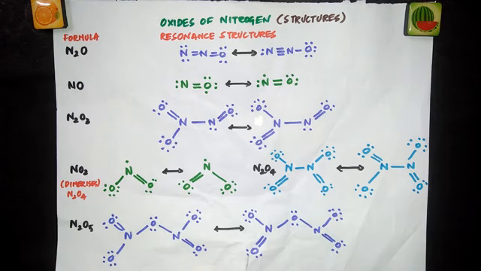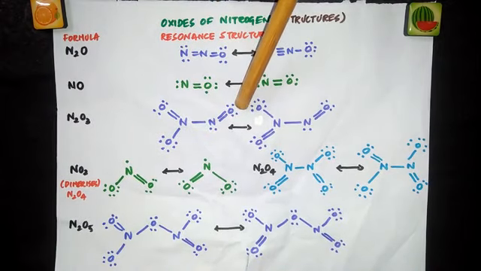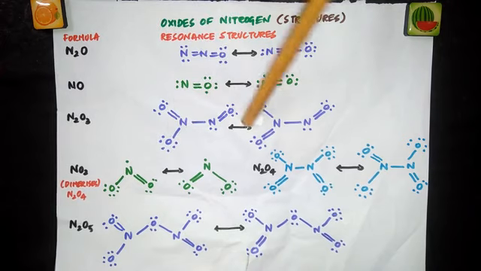So if they ask you why NO is paramagnetic in nature, because of its odd electron property, it is paramagnetic in nature. Now coming to N2O3, this is the structure of N2O3. See, N bonded to N, and this N bonded to 2 oxygens and this N bonded to 1 oxygen, and all the electrons are distributed.